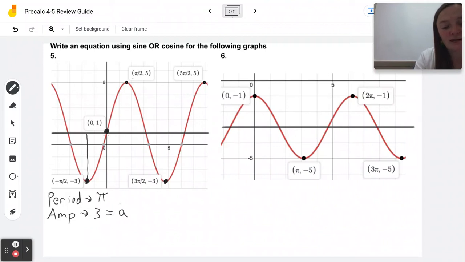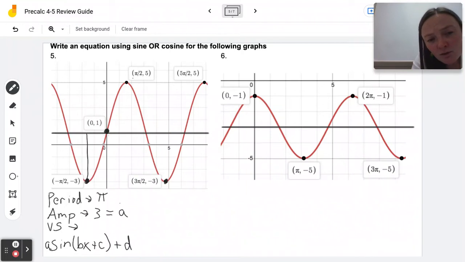So if I'm going to write a sine equation, my equation is going to look something like this. It's going to be a sine of bx plus c plus d. Okay, we also have a vertical shift. The vertical shift told me that I went up 1. So we went up 1, which means that our d value, d is going to be equal to 1.